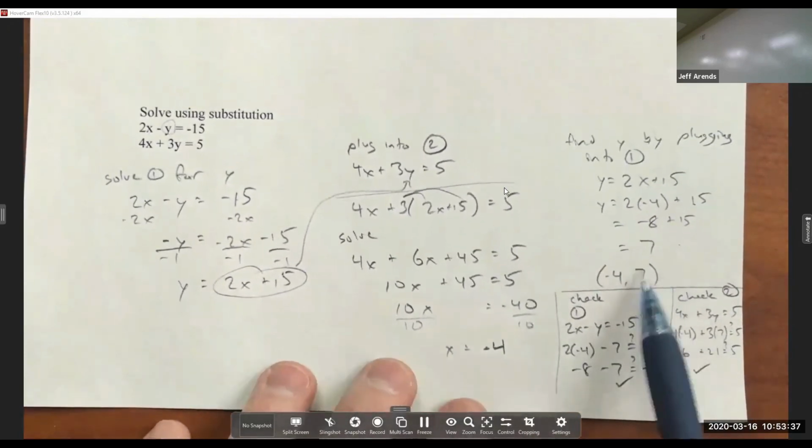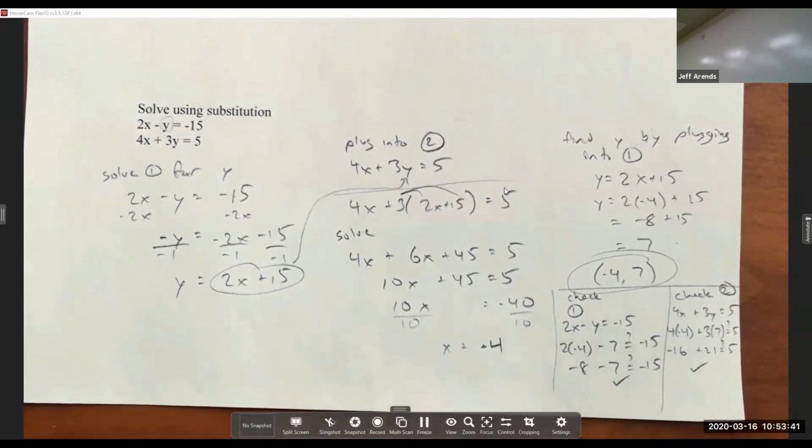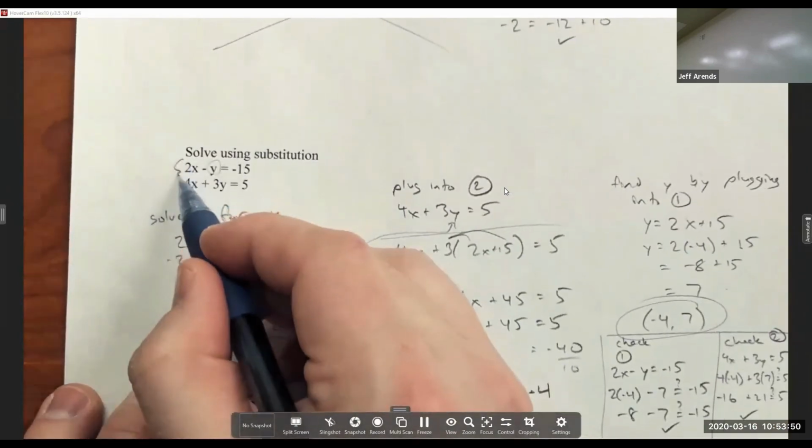So you can see this point right here, this is the point that I found, does actually satisfy both equations, and I verified that it satisfies both of those equations right here. So the point (negative 4, 7) is the solution to this system of equations.